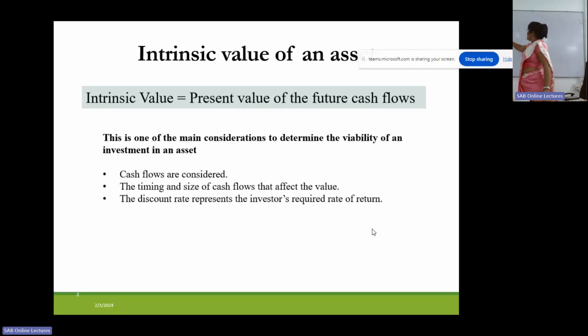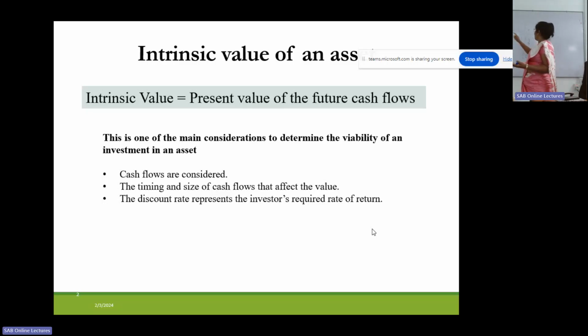So value, intrinsic value, depends on cash flow, not the profit. You know the difference between cash flow and profit: profit includes non-cash items, while cash flow is pure cash flow. Return is a cash flow. This value is affected by the size of the cash flow. When the size of the cash flow is very large, value is increased.